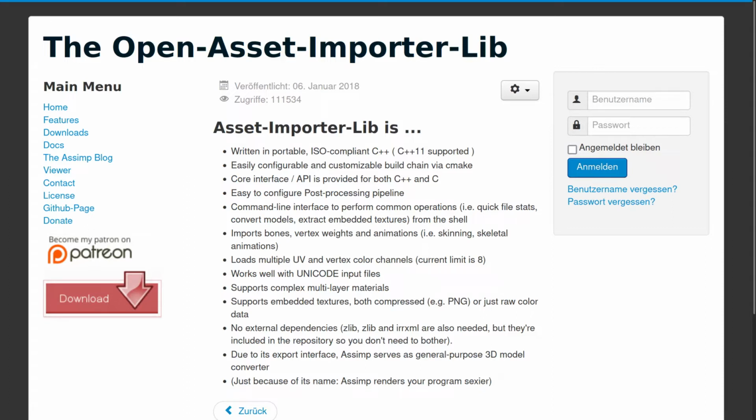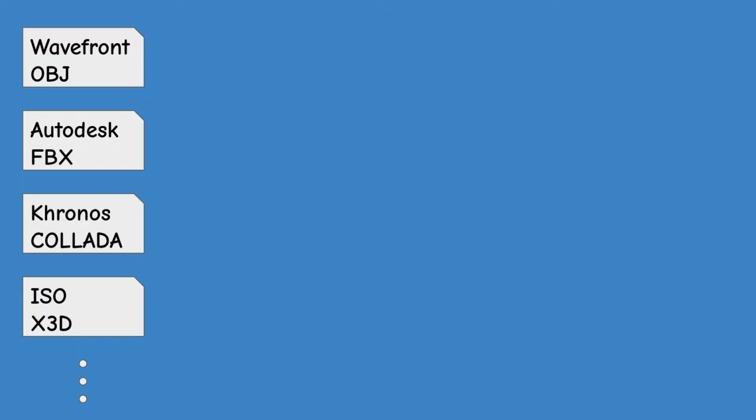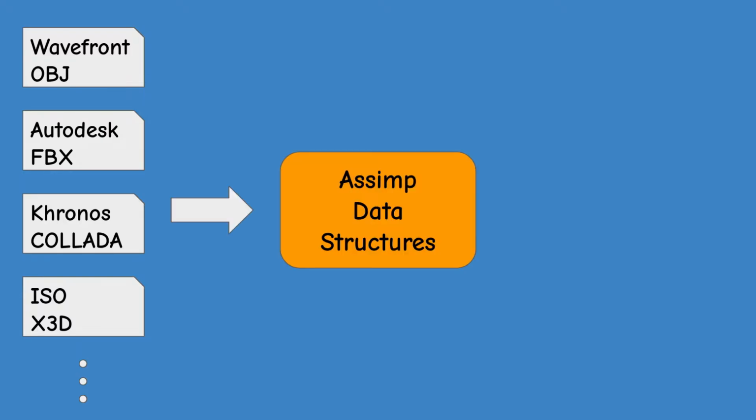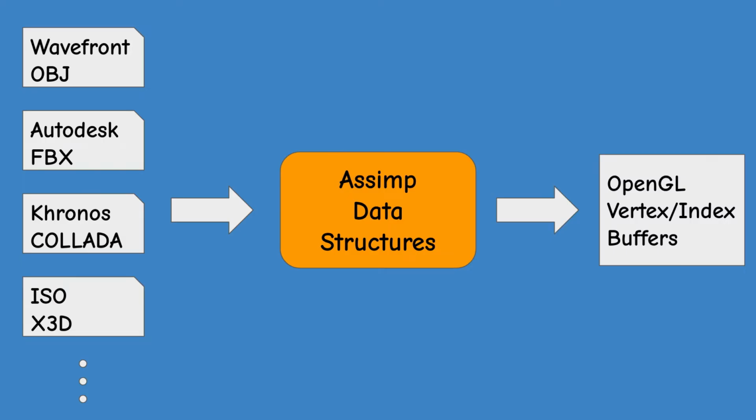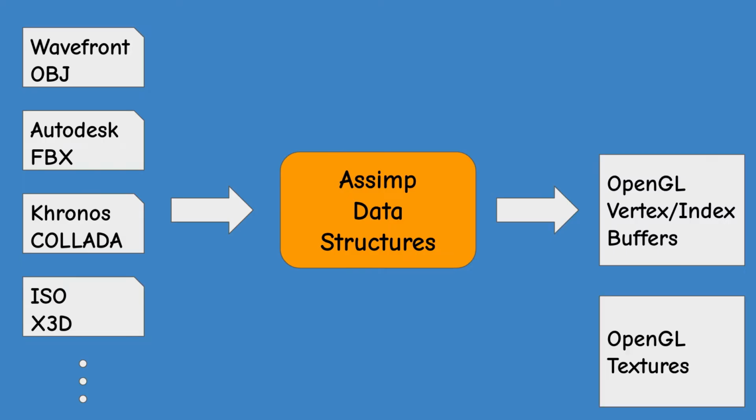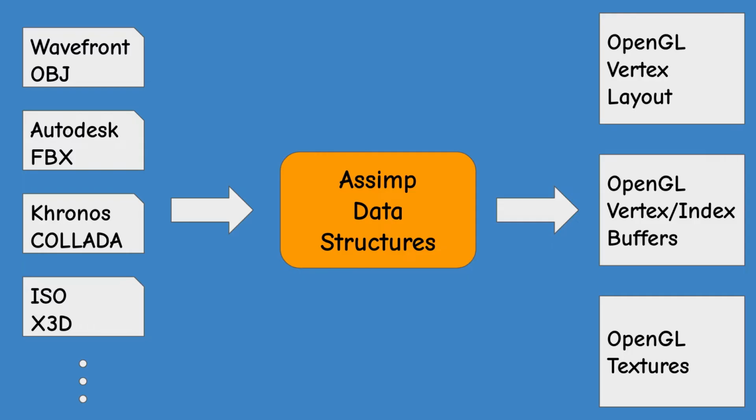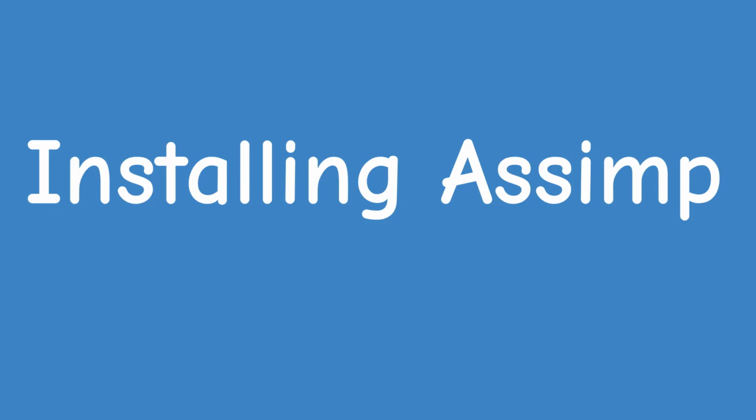Assimp takes care of parsing the model file, which, by the way, can be text or binary, and loads it into its own native data structure in memory. What we need to do is to use this data structure in order to populate OpenGL vertex and index buffers, load any textures that may also be present, and set up the layout of the vertex attributes. Let's start by installing Assimp, and we have several options here, depending on the operating system. I'll include the instructions for everything that you're going to see in the video description.